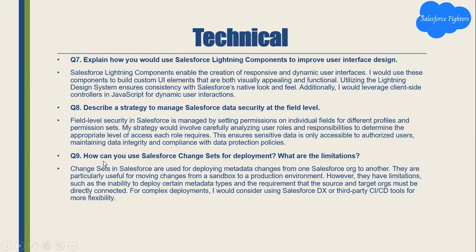Next question: how can you use Salesforce change sets for deployment? What are the limitations? Change sets in Salesforce are used to deploy metadata changes from one Salesforce org to another. They are particularly useful for moving changes from the sandbox to the production environment. However, they have limitations, such as the inability to deploy certain metadata types and the requirement that the source and target org must be directly connected. For a complex deployment, I would consider using Salesforce DX or third party CI/CD tools for more flexibility.